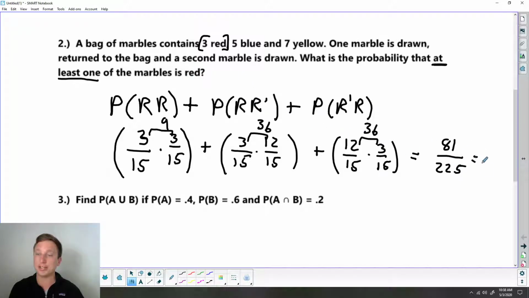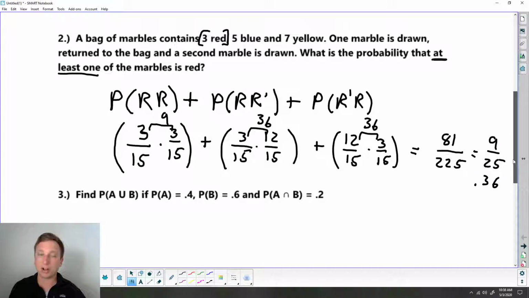And we can reduce this down. 81 over 225, math, enter, 9 25ths, sorry. 15 and 15 is 225. So we would have 9 25ths there when we reduce it down. Or I could say 9 25ths is 0.36. So 0.36 is the probability, or 9 of 25 times. On to the last one.